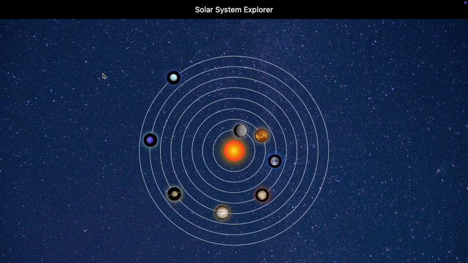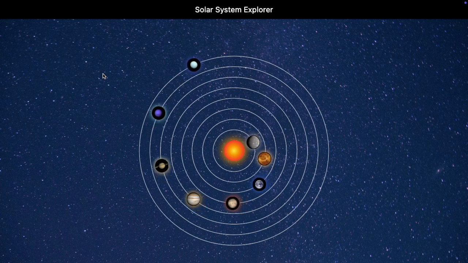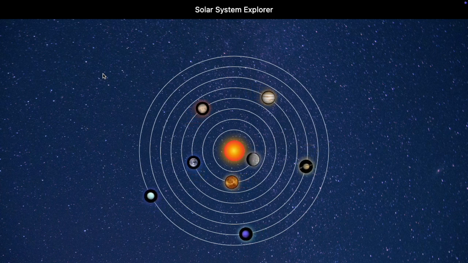So, as we go through all these planets, we have Mercury, which is first. It's the closest to the sun and has no atmosphere. Venus, hotter than Mercury because of its thick clouds. Earth, our home, the only planet with life. Mars, called the red planet because of its iron-rich dust. Why do you think Venus is hotter than Mercury? Right, because of its thick clouds.